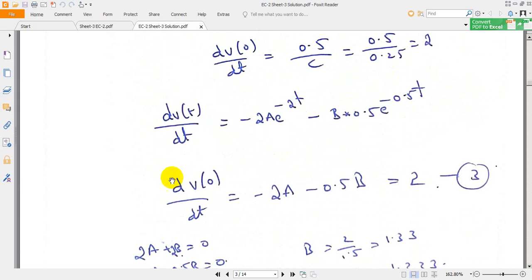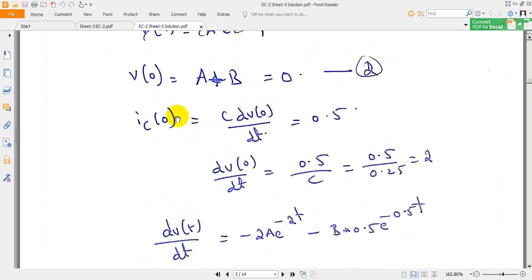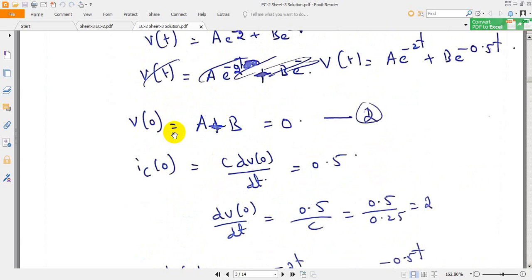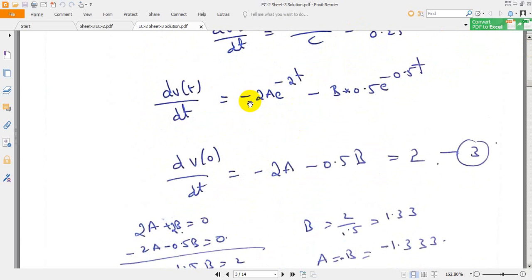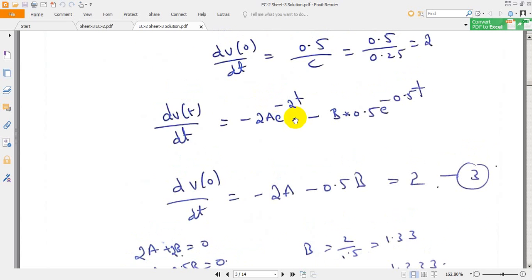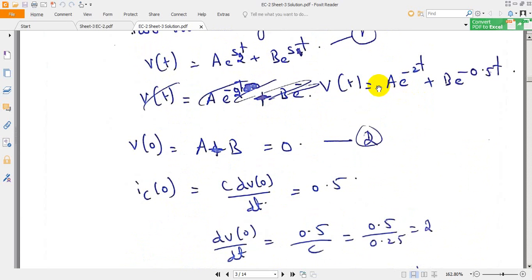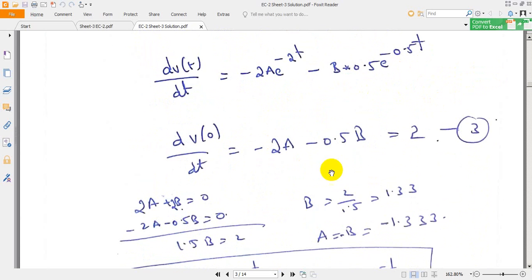Differentiate this equation. Initially we got an expression in terms of A and B. Again consider the same expression and differentiate it. dV of t by dt, if you differentiate this equation, you will get minus 2A e power minus 2t plus minus 0.5 into B e power minus 0.5t. This expression you will get. Now, after differentiation, substitute the value of naught.